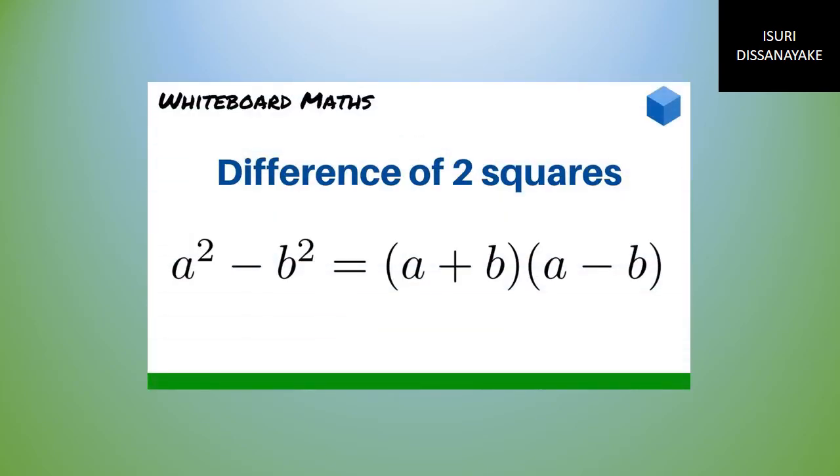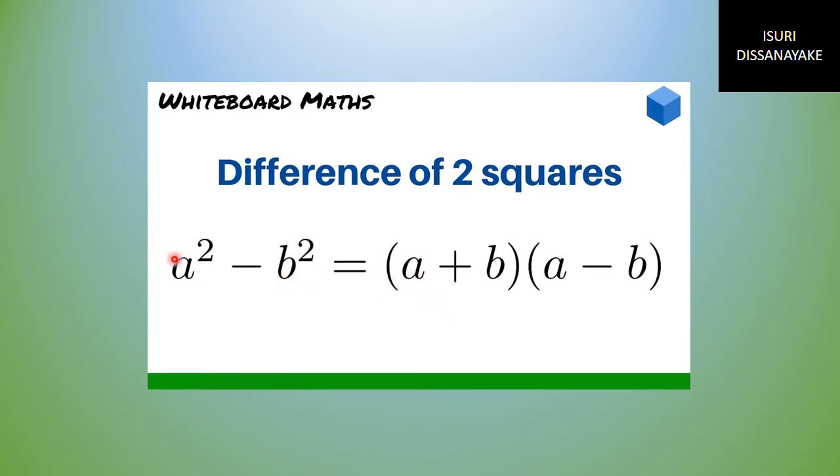Difference of two squares. Now what do you mean by this word difference? Difference means this subtraction over here. So this is the difference of what? Of two sets of squares. So this is the first square and this is the other square. So when you have the difference of two squares, how do you expand it?